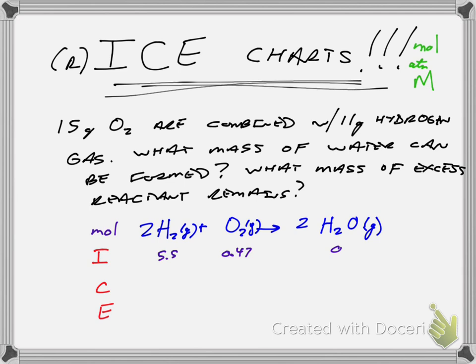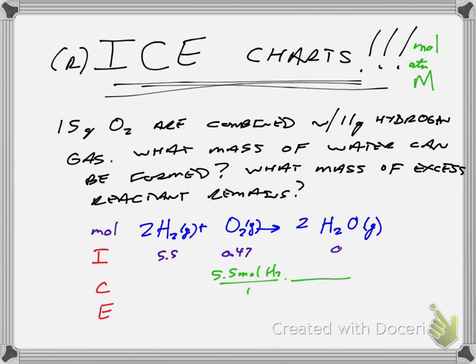Now, last year, when you didn't have ice charts, you probably did one of two things. You probably converted the amount of hydrogen you had into water and the amount of oxygen you had into water and figured out who produced more or who produced less, or you compared the two reactants to each other. We're still going to do the same thing, but ice charts allow us to do it much faster. So I'm going to show the slow motion way from last year, and then I'm going to show you how you're going to use your ice chart to do it much quicker.